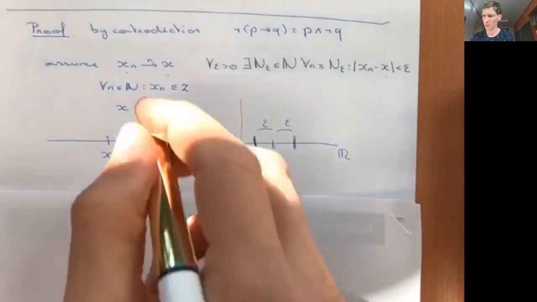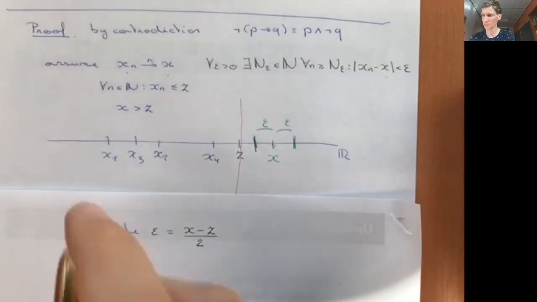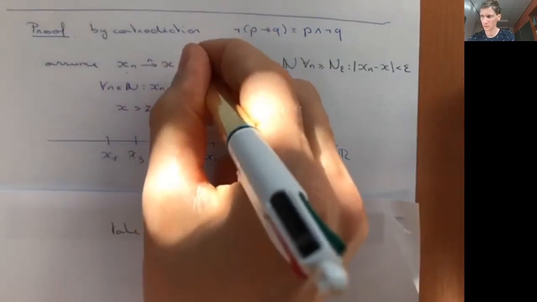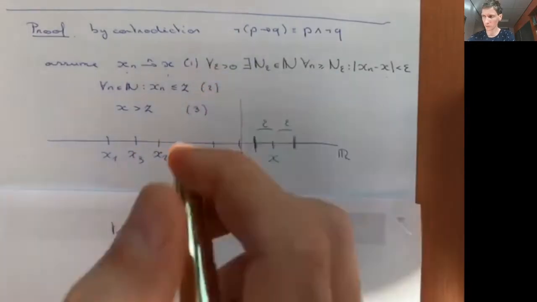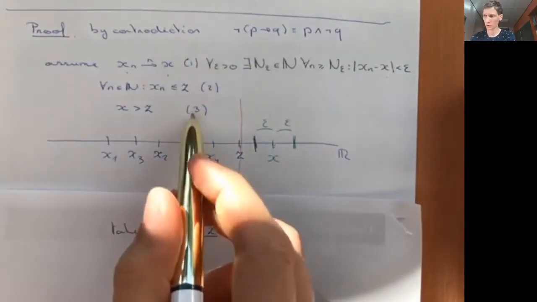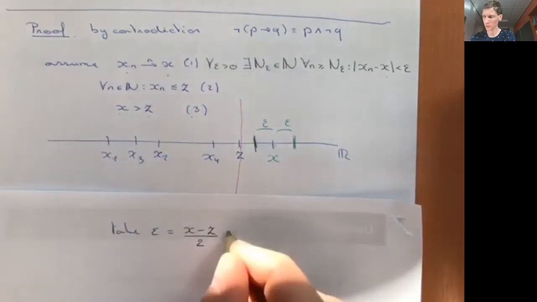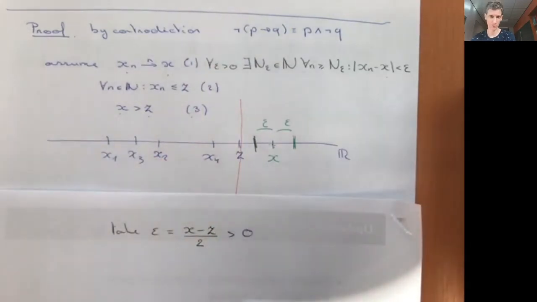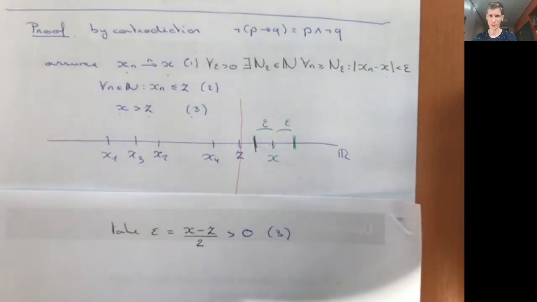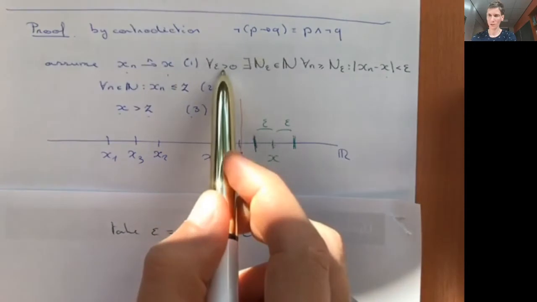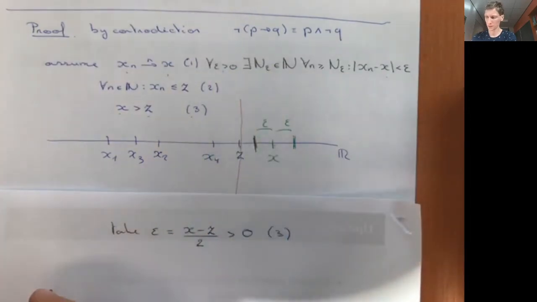And we know, so let us call this, let's give some numbers, right? So let's make this condition 1, and this is condition 2, and this is condition 3. So from condition 3, we know that x is strictly bigger than z. So we know that this is greater or equal to 0, right? So this is from condition 3 here. So we have an epsilon that satisfies the definition. So we know that this has to be true, right?